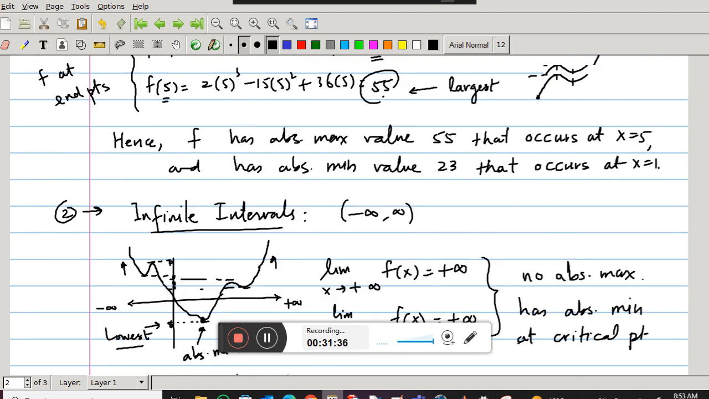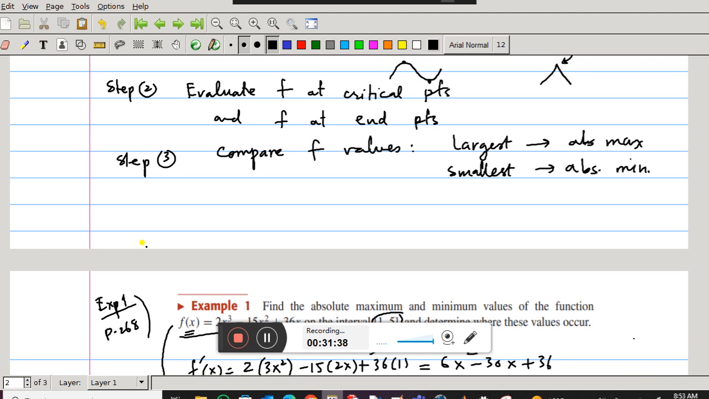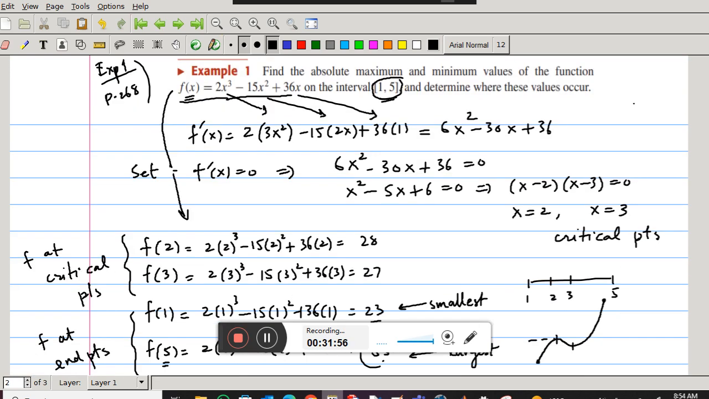For open intervals, exercises from 7 to 16. These are for closed intervals. So you can pick one of them and solve.